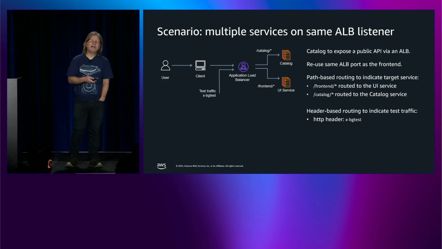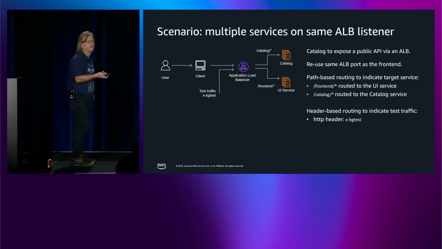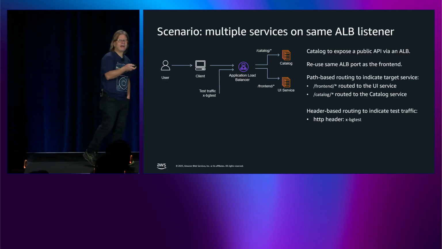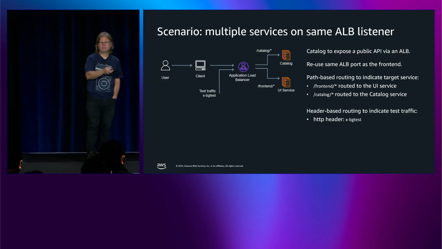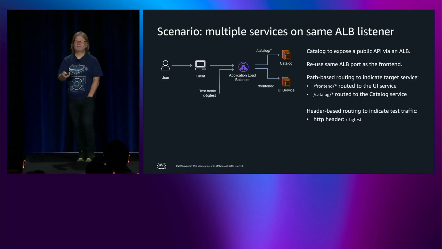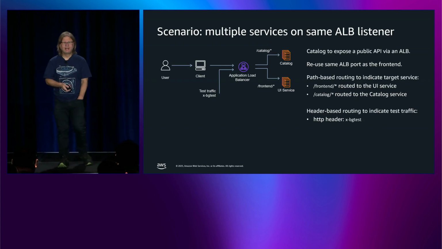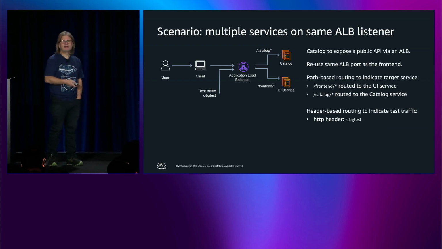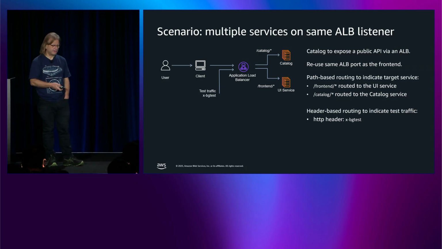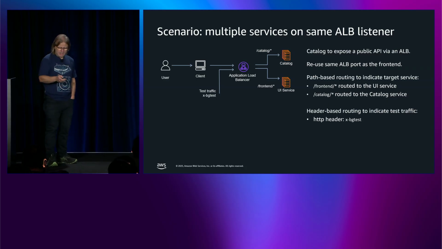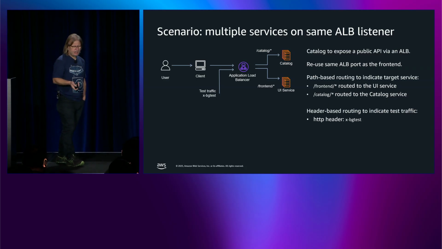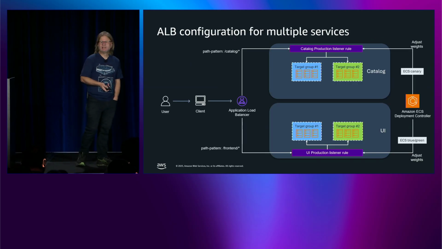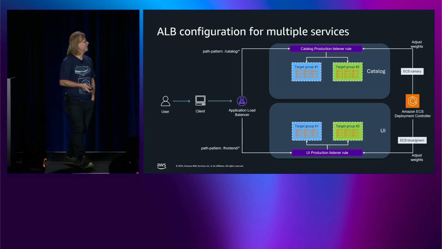They also needed a way to indicate test traffic, right? If you have test traffic for either of those services, how do you indicate that this is test traffic? And for that, they chose to use header-based routing. So if there is an X-BG-test header, that signals that the traffic is test traffic. And they can do this because they can use advanced request routing with advanced deployments.